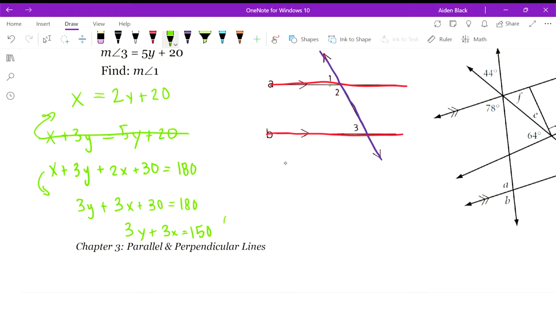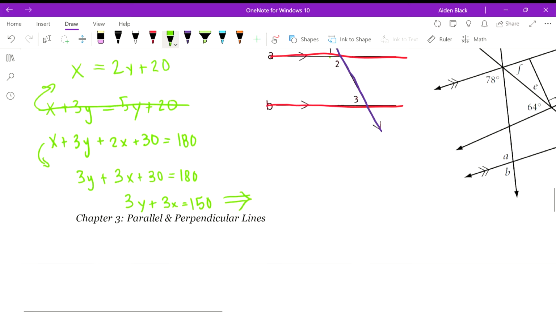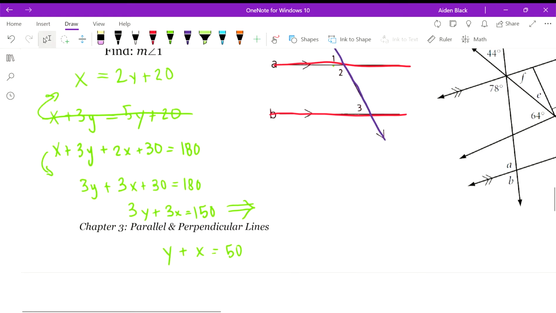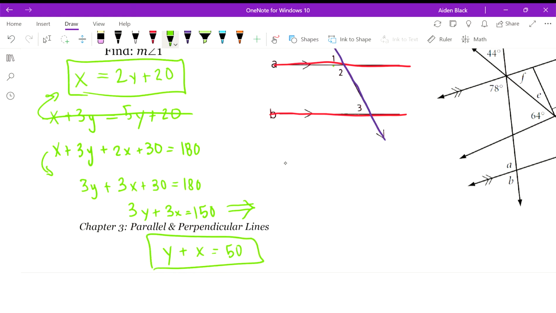And I'm going to take a little shortcut here. Since each of the terms in this equation are divisible by 3, I'll just divide by 3. 150 divided by 3 is 50. Okay, so I have these two equations, much simpler than the original ones.